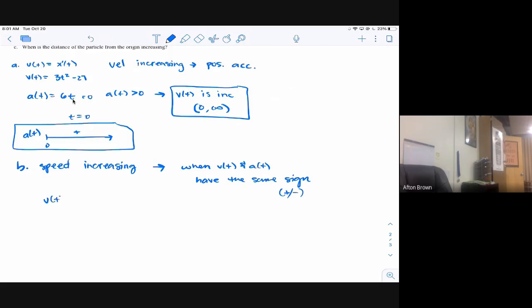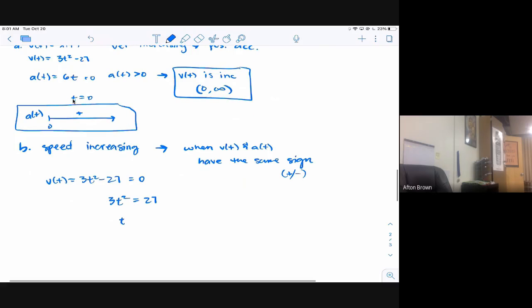Well, our velocity equation was 3t squared minus 27. To create a sign line with velocity, I need to set it equal to 0. I'm going to get 3t squared. I'll add the 27 over. I would divide by 3. What does t equal? Plus or minus 3. Do I need to consider the negative time?